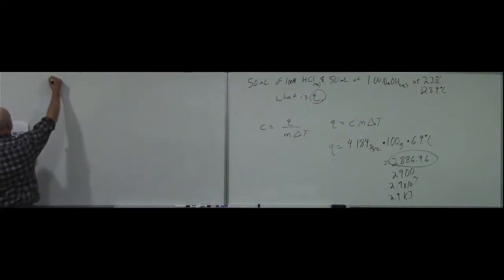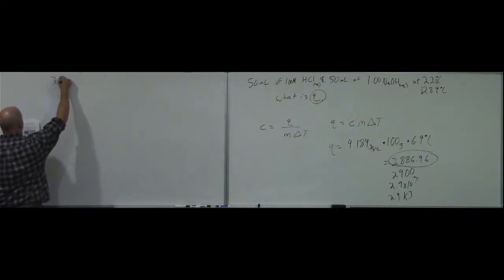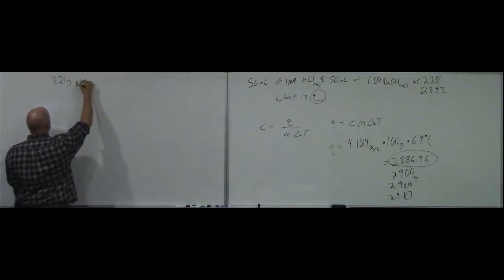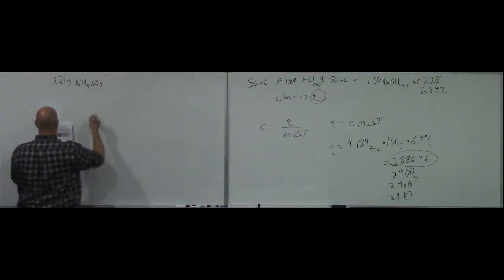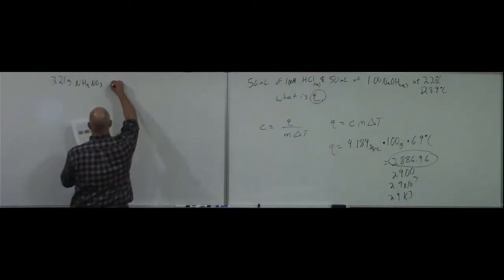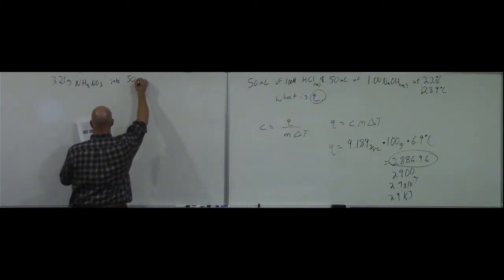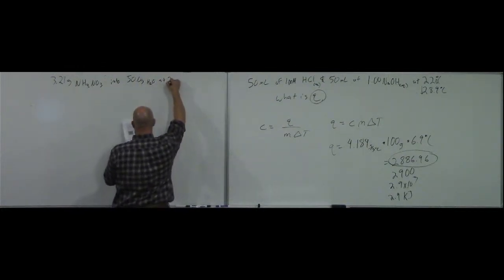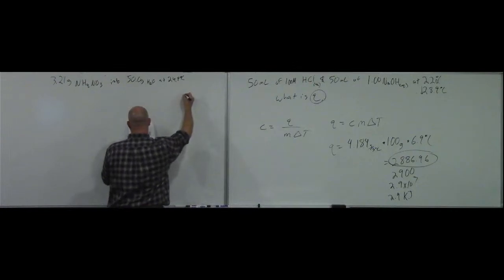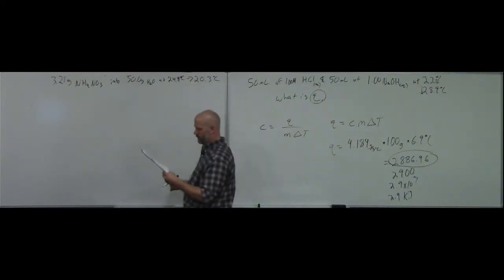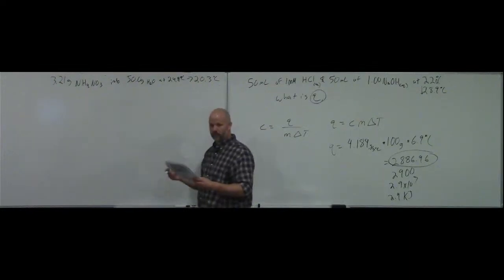When it dissolves into water, it absorbs heat from the water, and so the water becomes less hot. So here we go. We've got 3.21 grams of solid NH4NO3. It dissolves into 50 grams of H2O at 24.9 degrees centigrade. The final temperature is 20.3 degrees centigrade. Okay? And what's it asking you to solve for? Calculate the Q for this reaction. Okay?